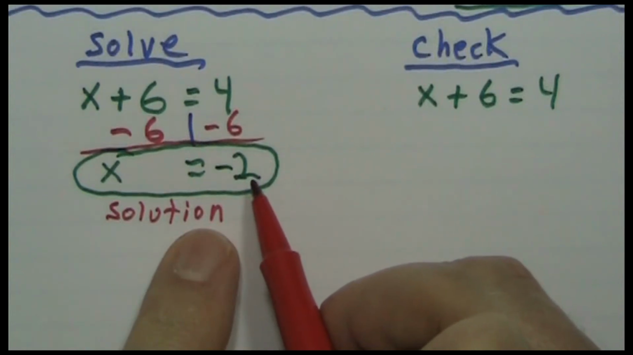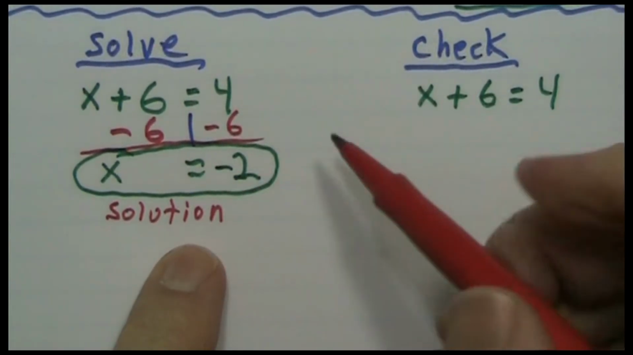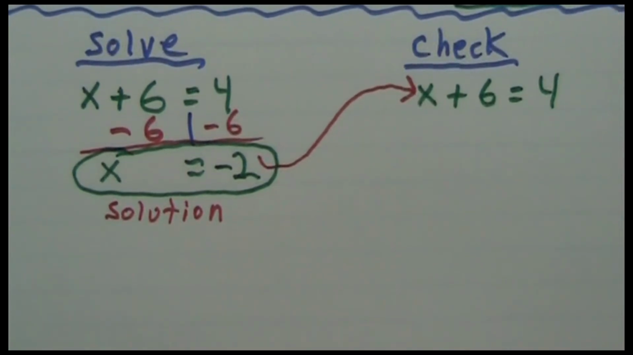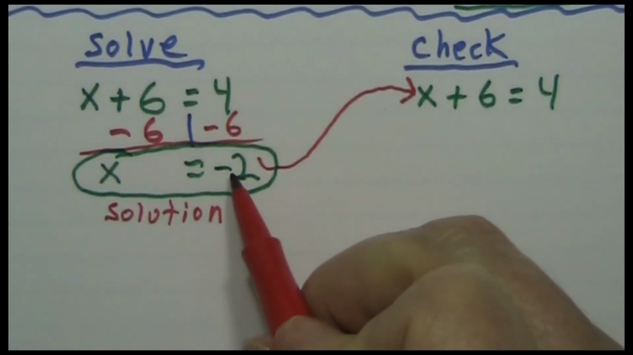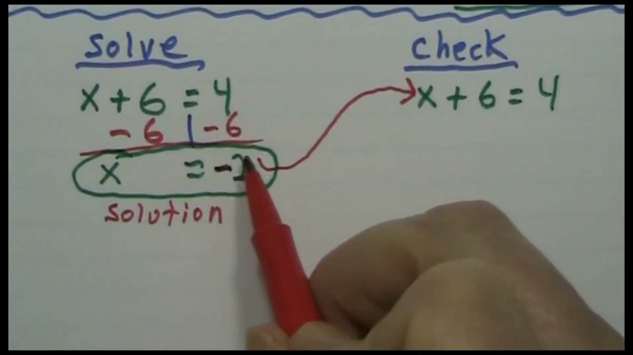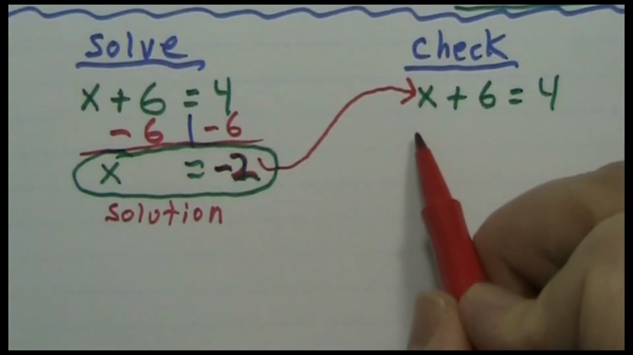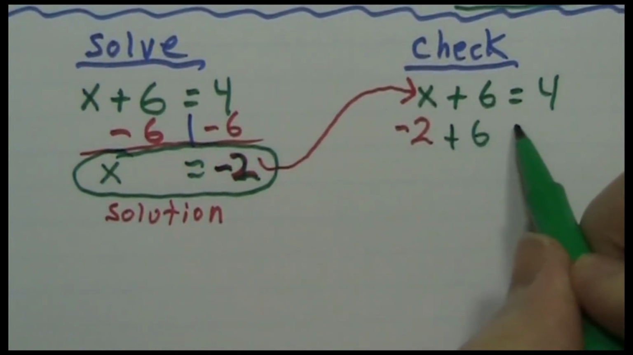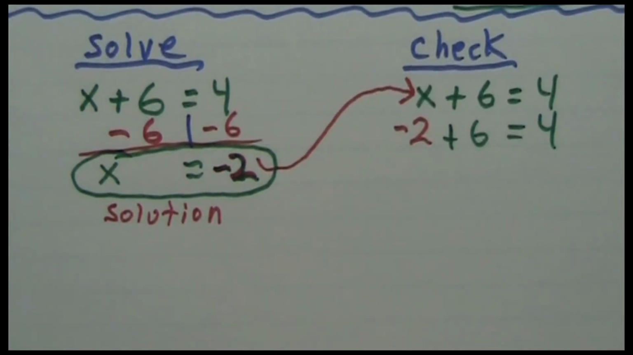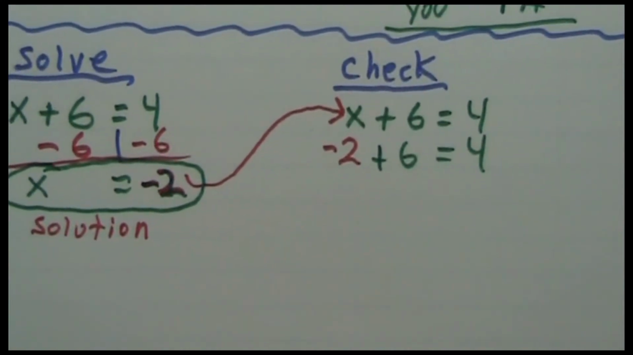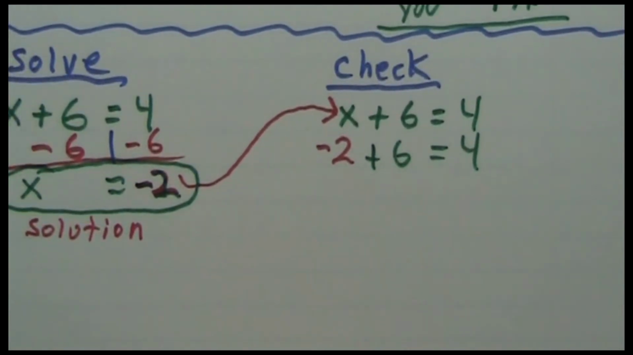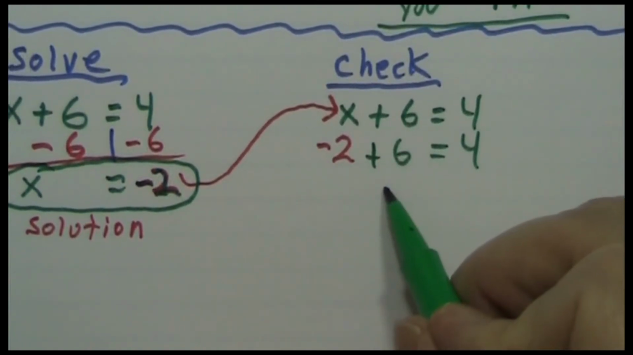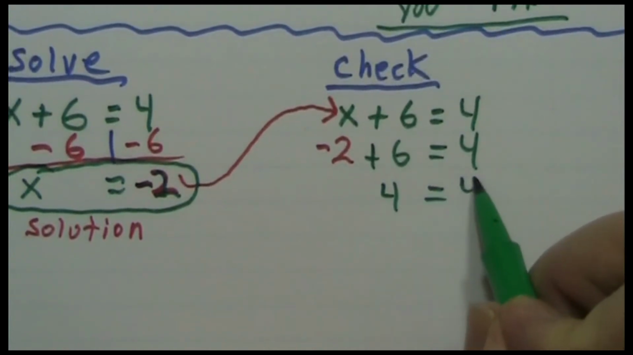Now, to check this, we take this answer, negative 2, and we plug it right in there, back into the problem to see if it's correct. So I'm going to put negative 2, I should maybe make it red, right over there. And I want to see if the left side will equal the right side if I plug it in. Let's see what happens. Negative 2 plus 6 is 4. This side is 4, and this side is 4.